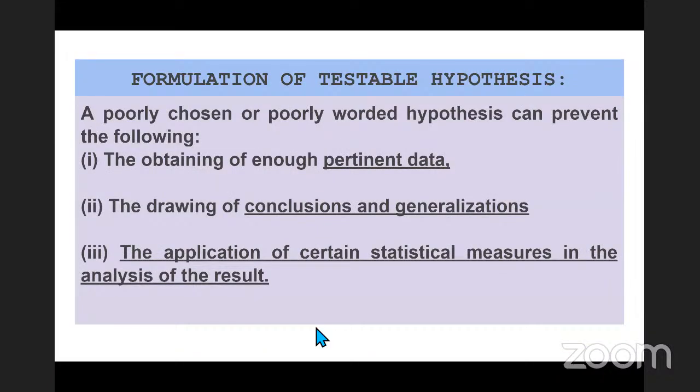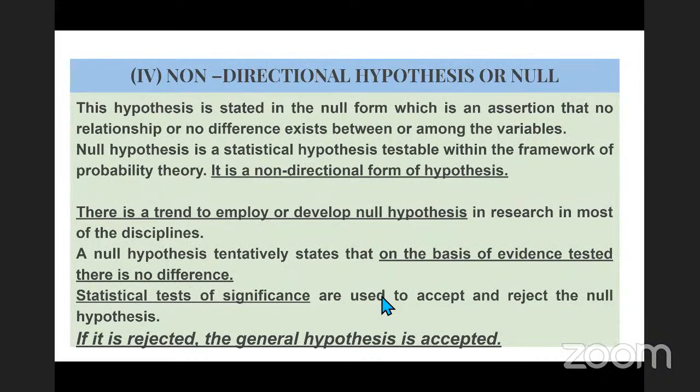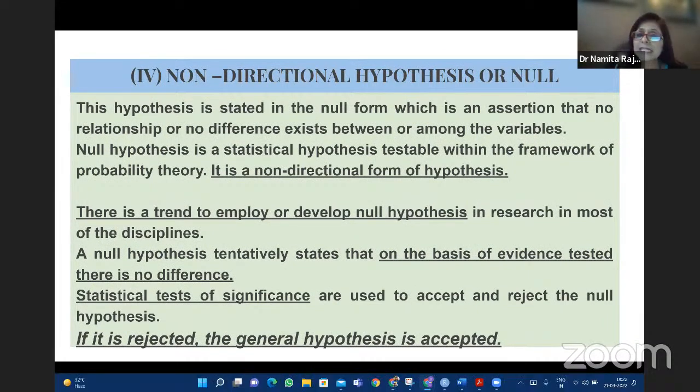The next is your non-directional hypothesis. This hypothesis is stated in a null form, that is, you negate a relationship, which is an assertion that no relationship or no difference exists between or amongst the variables. The null hypothesis is a statistical hypothesis testable within the framework of probability theory.